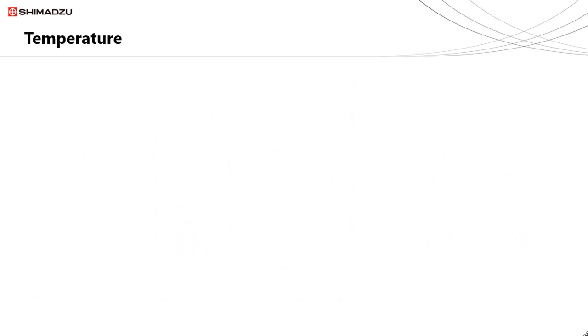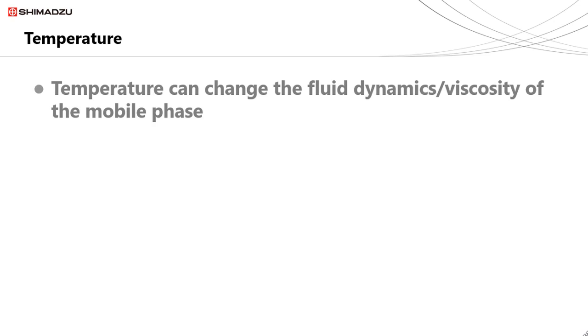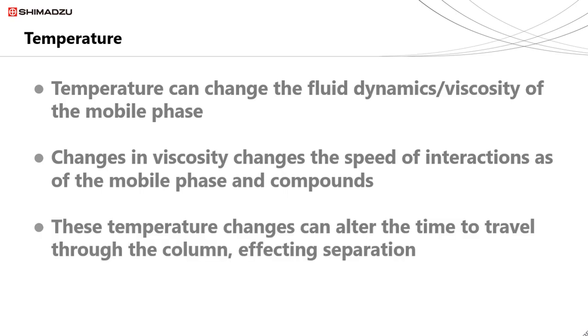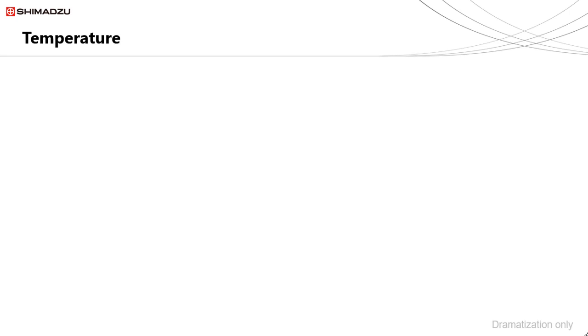As I mentioned earlier, there are different types of ways in which temperature can be used. We have looked at using the column oven to negate laboratory temperature fluctuations, but how about using temperature to change the fluid dynamics of our mobile phase. When these change, the speed of interactions will also change. As with all other factors, changes in these interactions alters the elution time and thus separation. We can look at this visually.